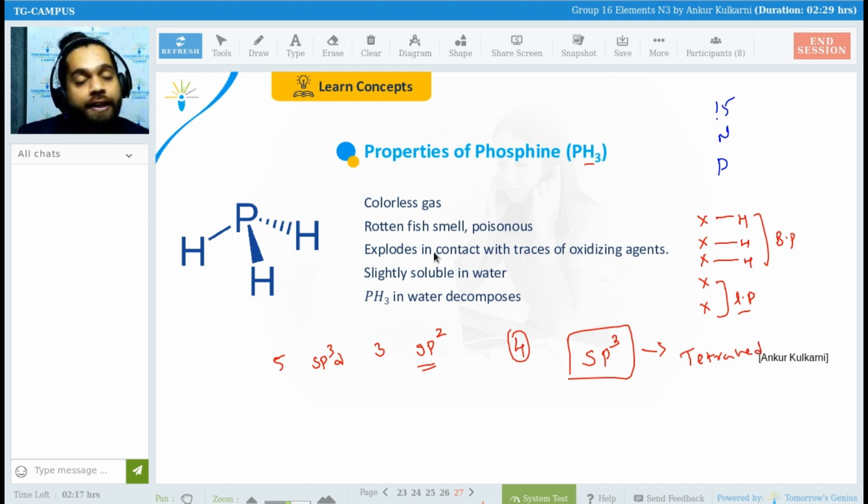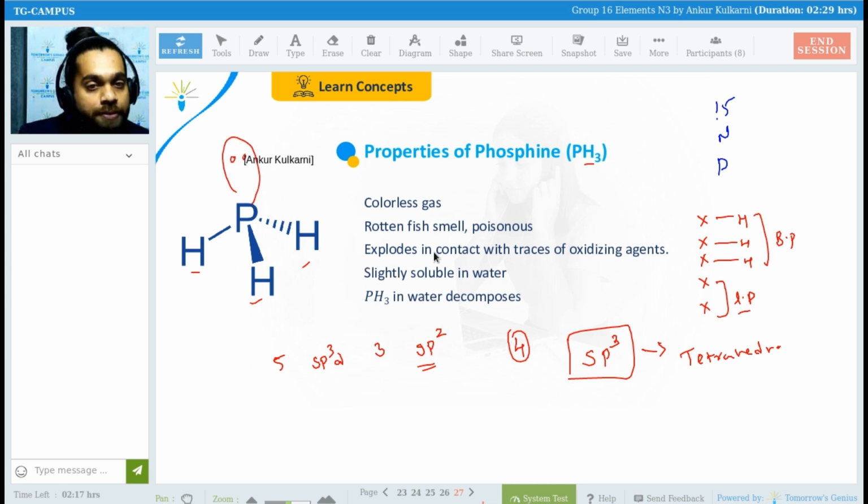That's why over here you can see this is your pyramid, and if I draw the lone pair, this becomes a tetrahedron. This looks like a ghost, but those are not eyes, those are the lone pairs. So this is a tetrahedral structure. PH3 is sp3 hybridized, and it has tetrahedral geometry. Is it clear, everyone? Come on, give me yes or no.